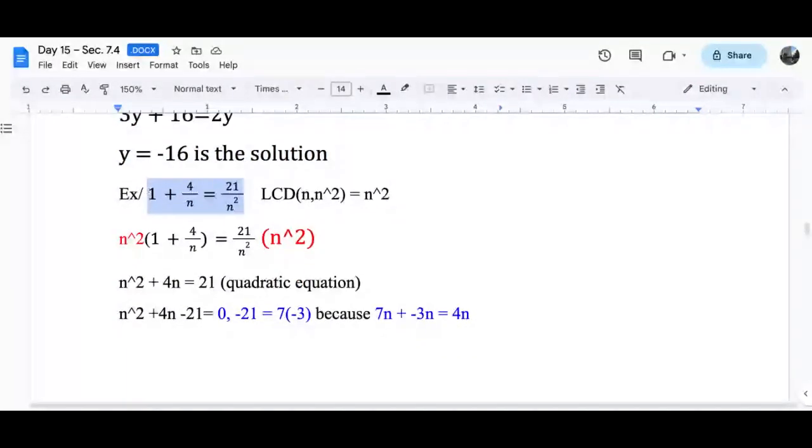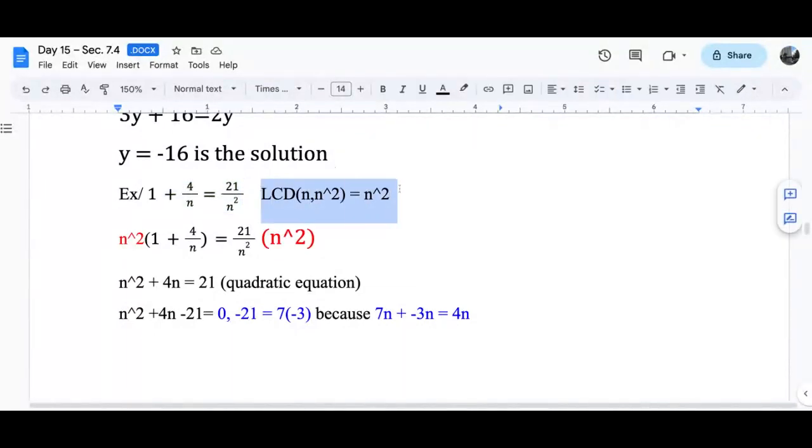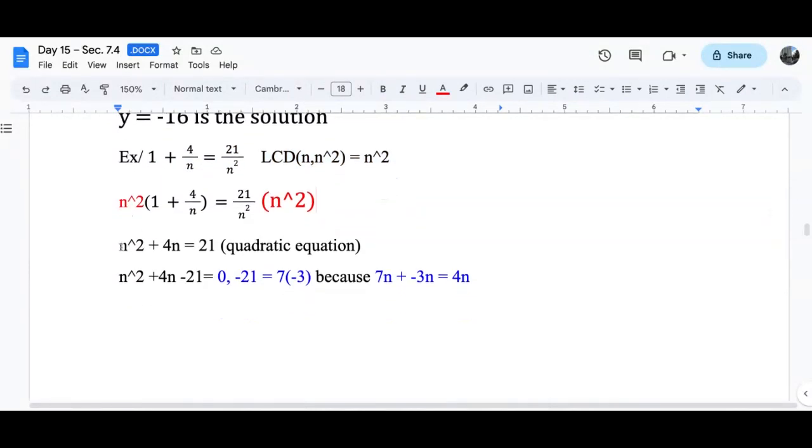All right, let's see this one. So we want to find the LCD again. LCD of n and n squared, of course, is n squared. We just multiply n squared on both sides. n squared times 1 is n squared, times 4 over n, that's 4n. 21 over n squared times n squared, that's just 21.